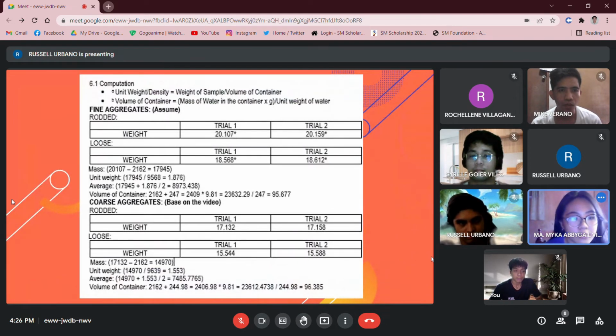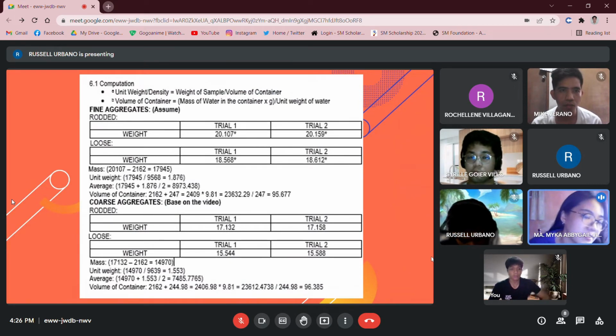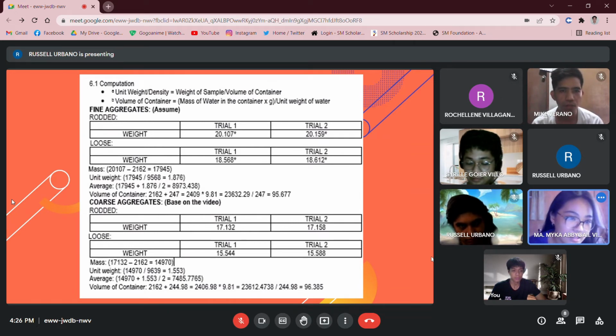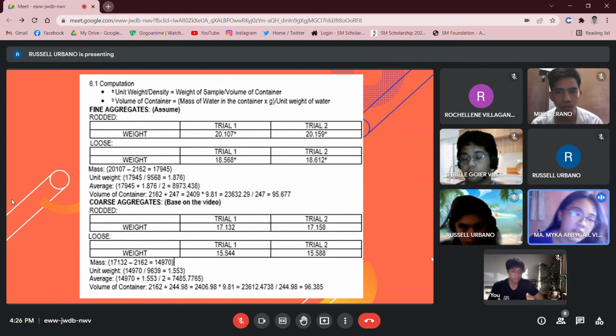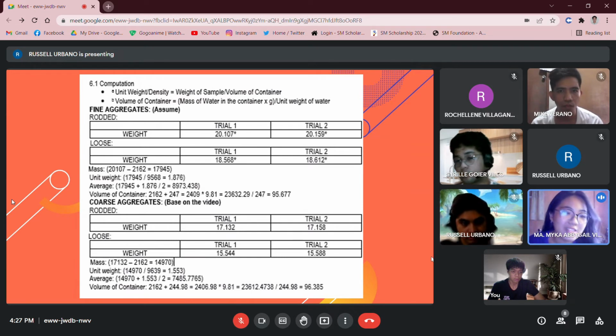For this part of the collected data in coarse aggregate, it is based on the video reference provided by the instructor. Each trial from loose to rodded is given. The weight of the container is 2,162 and we assume the weight or mass of water in coarse aggregate is 244.98. For getting the volume of the container, we add the weight of the container and the weight or mass of water, multiply by 9.81, which is the gravity of the earth, then divide by the unit weight of the water to get the volume of the container, which is 9,639. For example, the rodded trial 1 is 17,132.